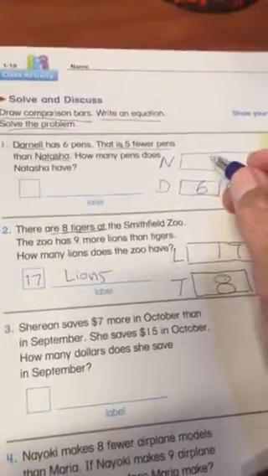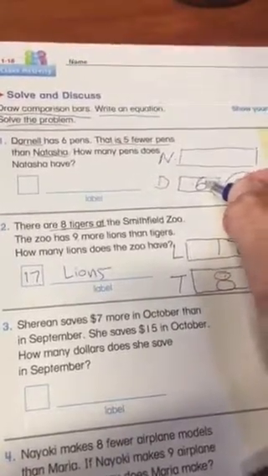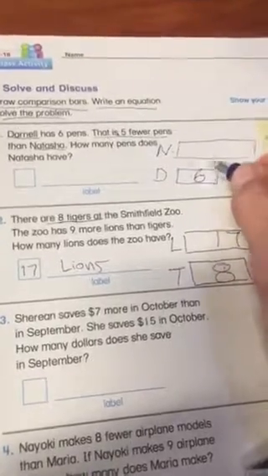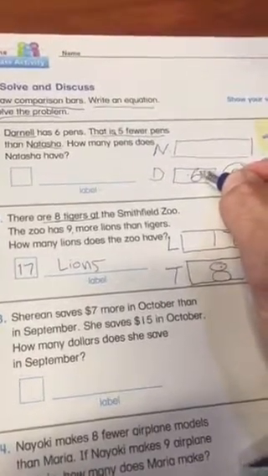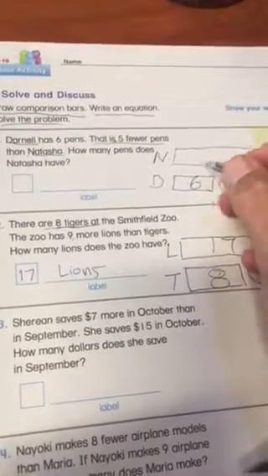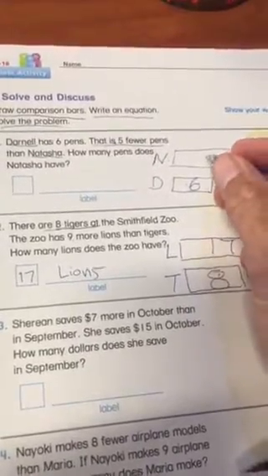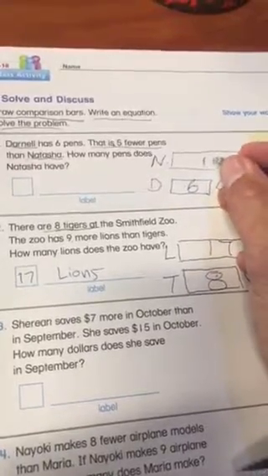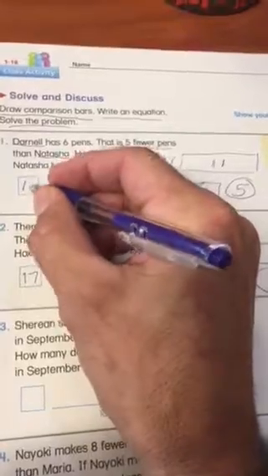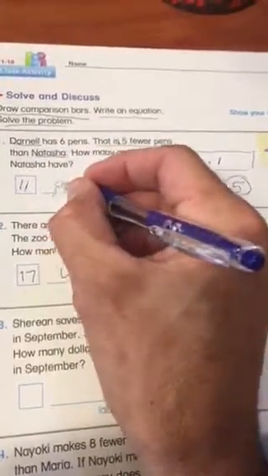Now, the way these work is if you have this amount, and this is missing, you're always going to add. If this is missing, you'd subtract. If this is missing, you'd subtract. So in this case, I would add 6 plus 5 is 11. So the answer to this problem is 11 pens.